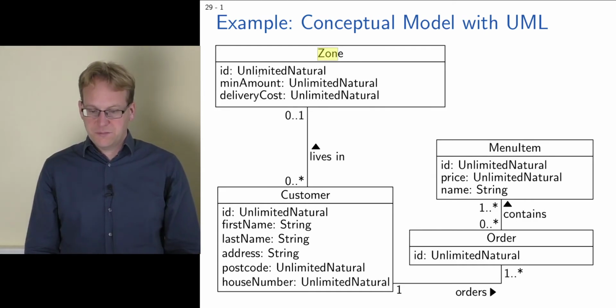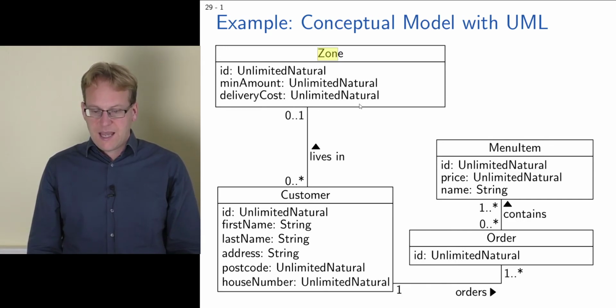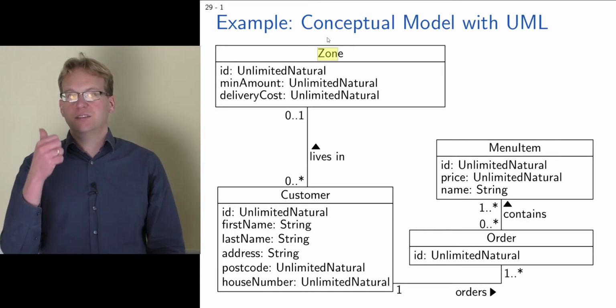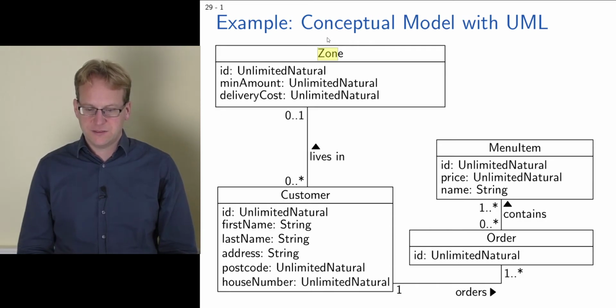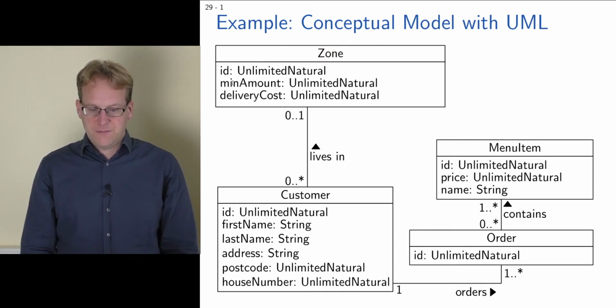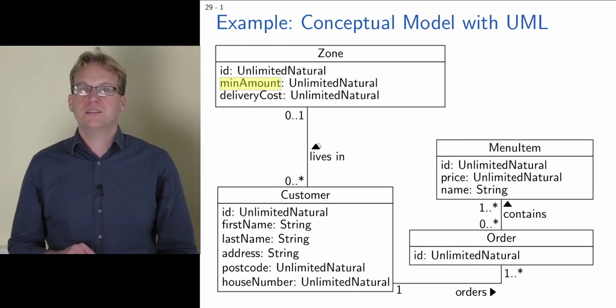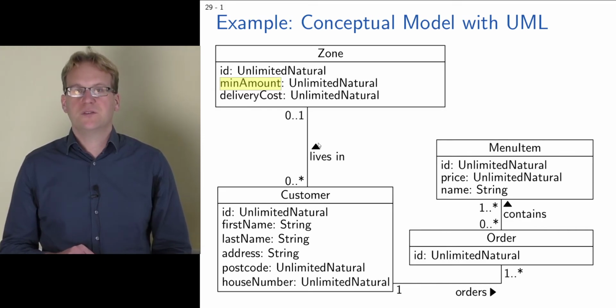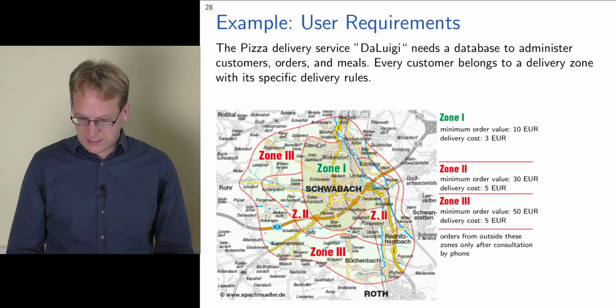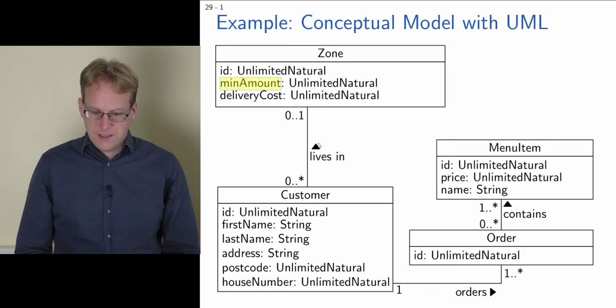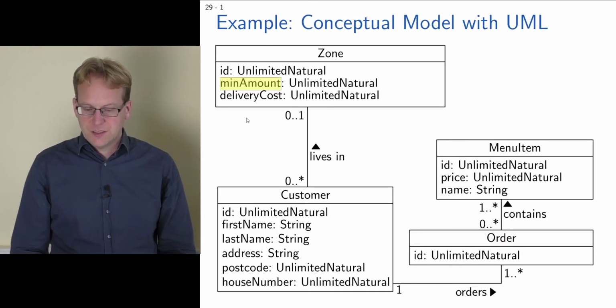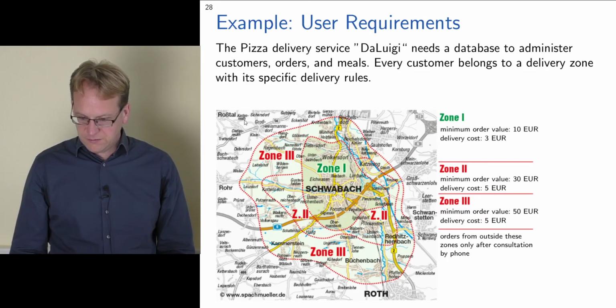And below that box you will find the attributes. Let's say we have the ID of a zone, zone 1, 2, and 3. Those are the IDs of the zone. Then we have the min amount, which is the minimum amount you need to order so that your order will be delivered. So it's the minimum order value, 10 euros, 30 euros, 50 euros, depending on the zone. And then we have delivery cost, which is this 3, 5, 5 euros.